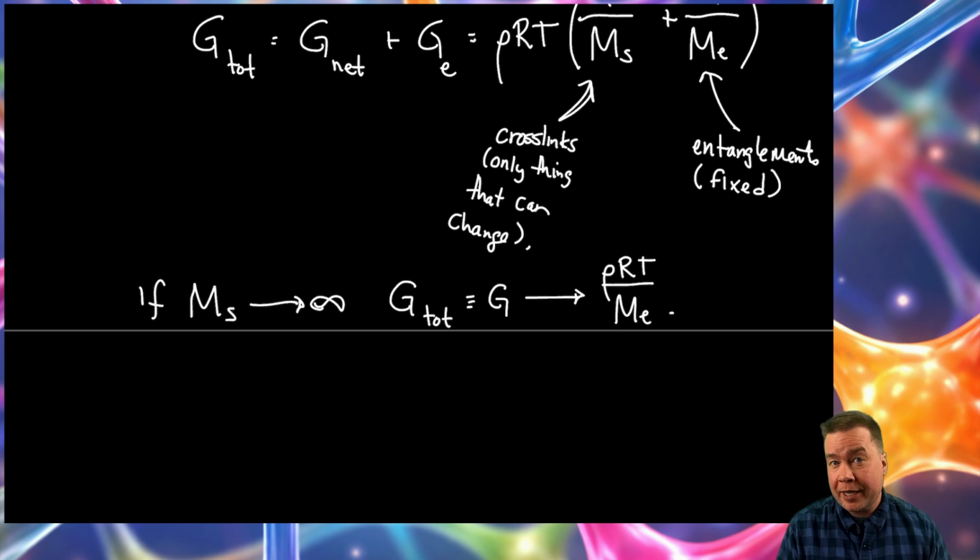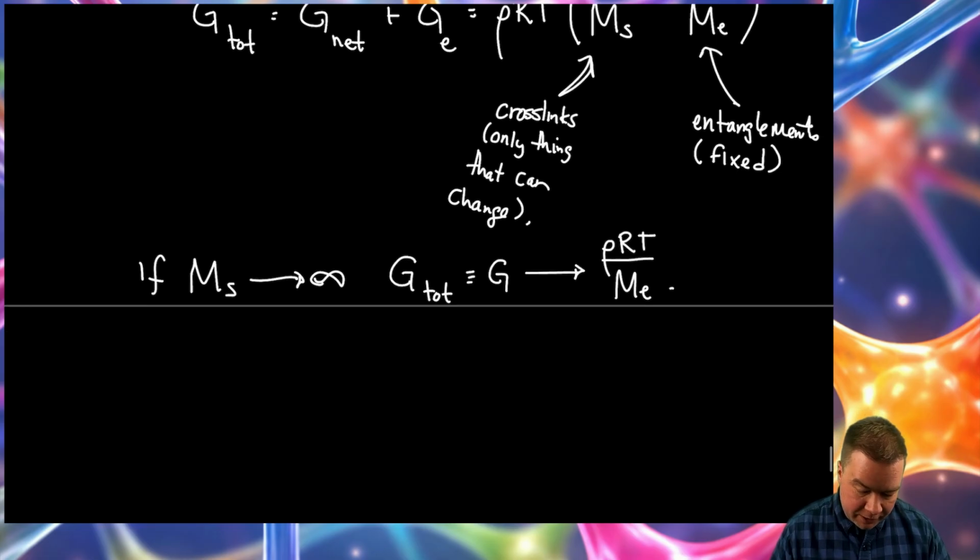Then the question is, well, how do you get rid of the entanglements? How do you start making them play a different role? And one of the answers to that question is you start changing the molecular architecture. So we'll talk about that in an upcoming video. We'll talk more about entanglements and entangled dynamics in an upcoming video.